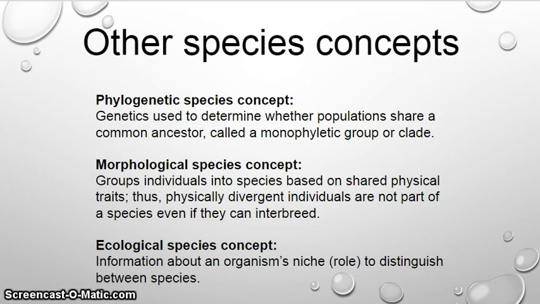Finally, the ecological species concept brings a lot of information to play regarding the organism's niche in the environment. And Darwin's finches would be a good example of this. We saw that there were many species of finches living in one geographic area, and although they are quite similar, they do not exploit the same habitats or food sources, which are major components to the niche.